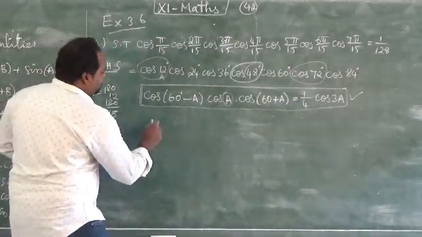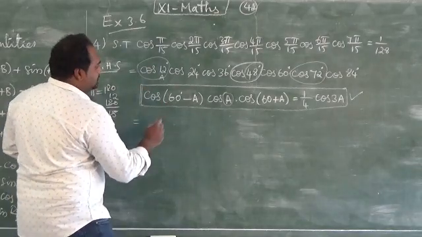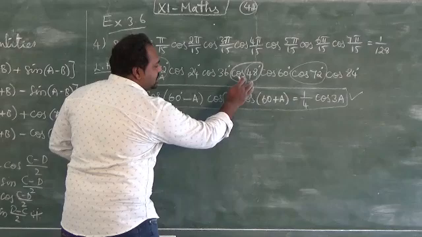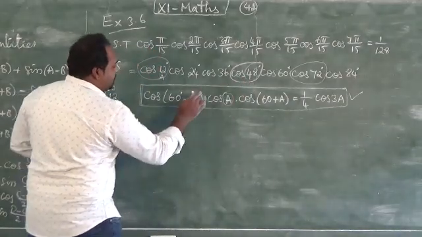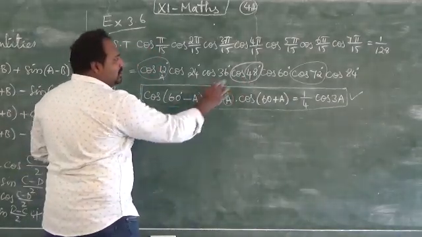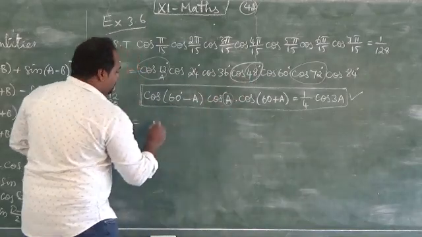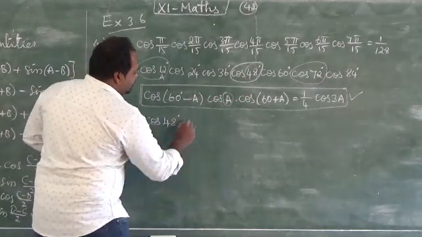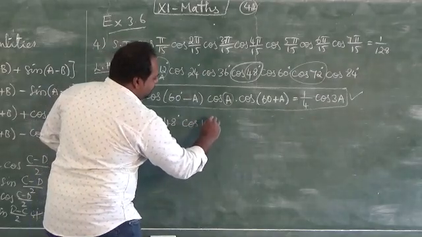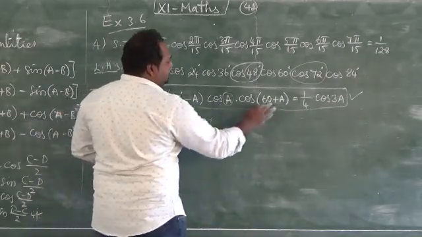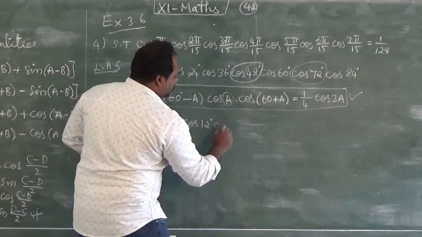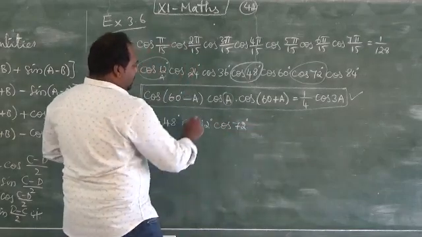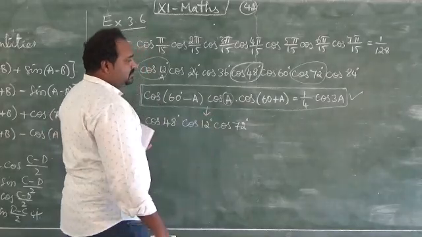So here first I am going to change the order. First we have to write cos of 60 minus A. 60 minus A is 48, I mean when you take A as 12, cos 48 degree first. Then cos A is cos 12 degree second. Then 60 plus A is 72, cos 72 degree. So I can arrange in this order.